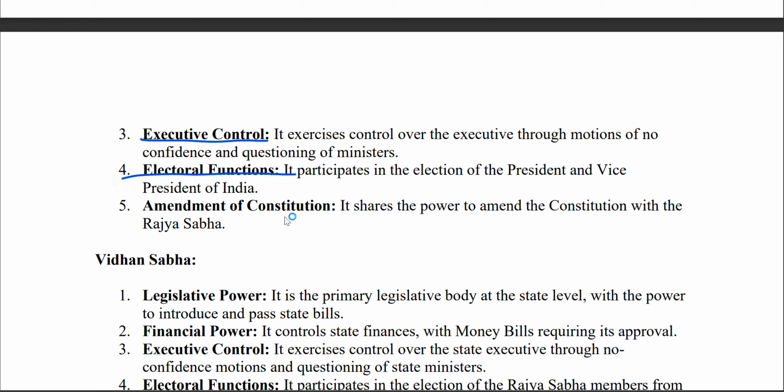In the amendment powers, it shares the power to amend the constitution with the Rajya Sabha. So this is what we have, the amendment powers. They share the powers to amend the constitution even with the Rajya Sabha.